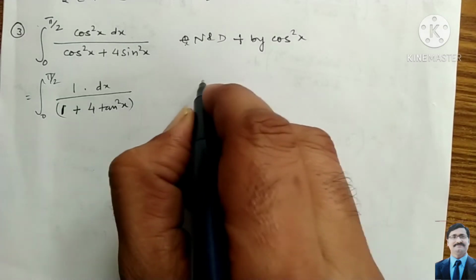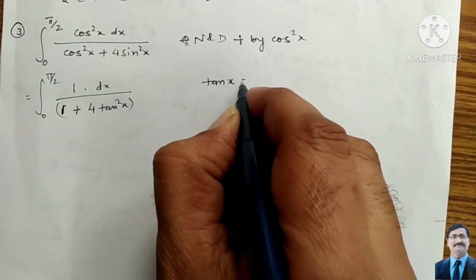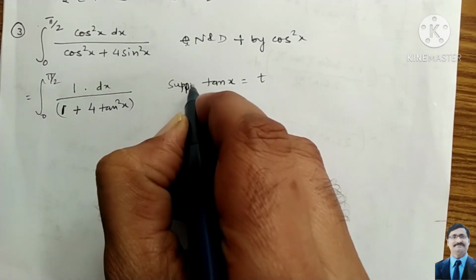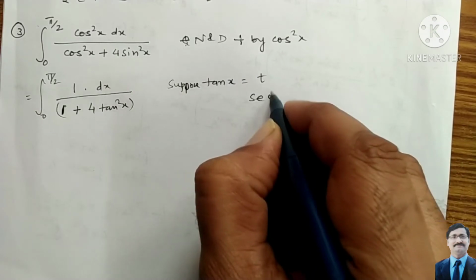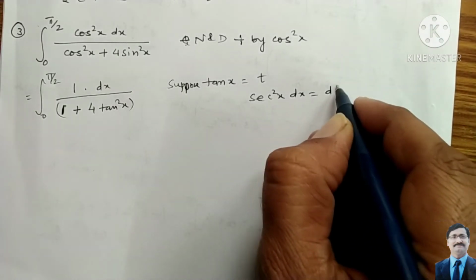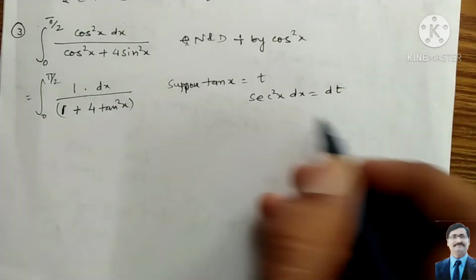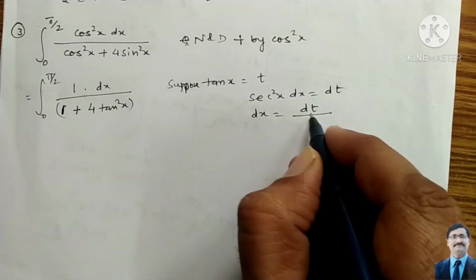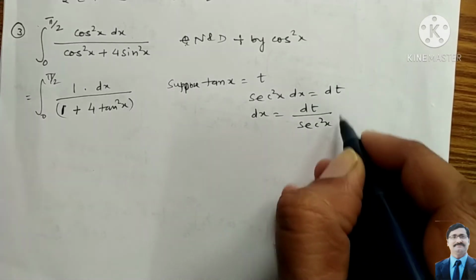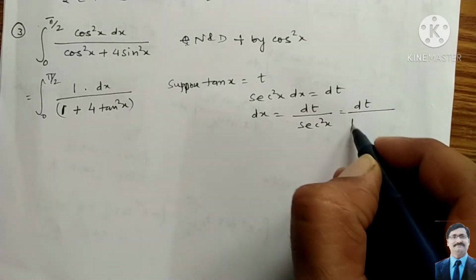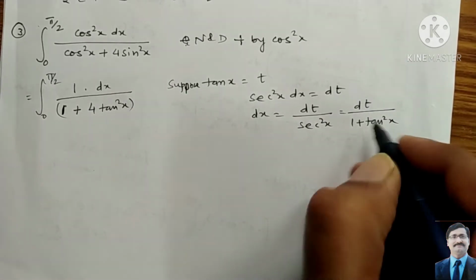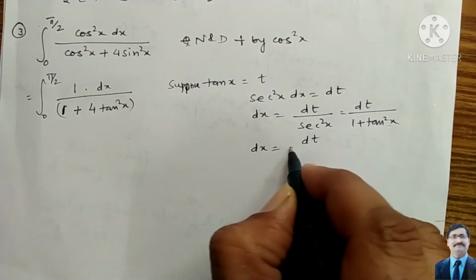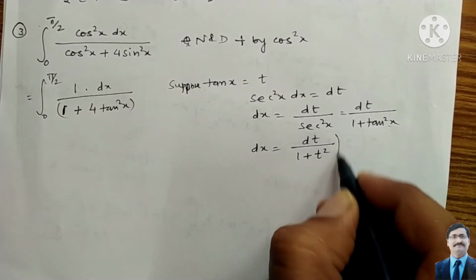Now here also we will suppose tan x equals t. So tan x equals t means we get sec²x dx equal to dt, and sec²x is not present here, so we transfer sec²x to the right-hand side, so dx equals dt by sec²x. This sec²x we can write as 1 plus tan²x, and in place of tan x we write t, so dx equals dt upon 1 plus t². All of you understand this?